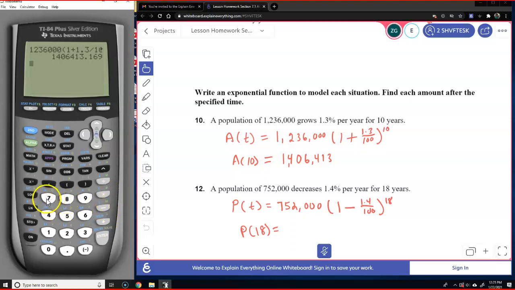So I have, and it's decreasing, so it's 752,000. So what I wrote down is 752,000, and then you have 1 minus 1.4 over 100 raised to the 18th, and I wrote that in the calculator. And what I got is, I'm going to go ahead and write down the population. 5, 3. So it decreased by roughly 200,000 people, whatever was the population. So it came out to be 583,448.